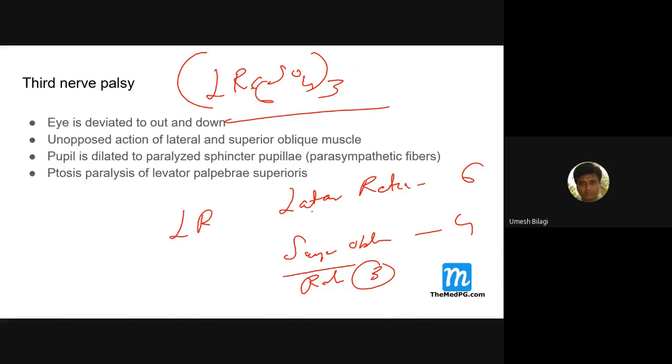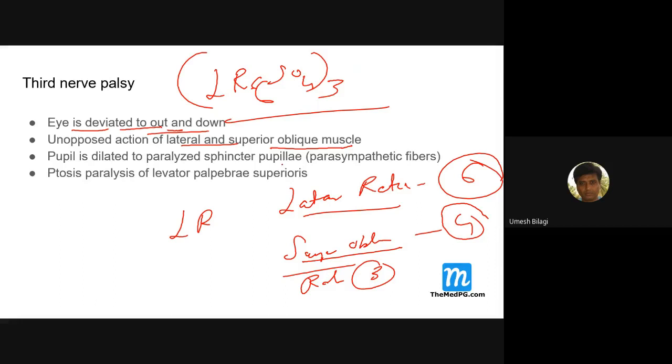LR6 SO4 thrice. Lateral rectus is supplied by the sixth cranial nerve. Superior oblique muscle is supplied by the fourth cranial nerve. The rest of all the muscles of the eyeball are supplied by the third cranial nerve. So the eye is deviated out because what? Medial rectus is paralyzed here. It will go out, unopposed action, and it is pushed down. Unopposed action of the lateral rectus and superior oblique muscle will cause an out and down eyeball.